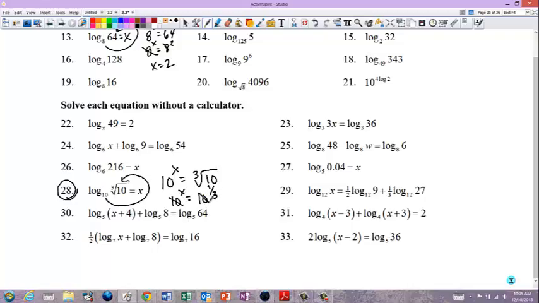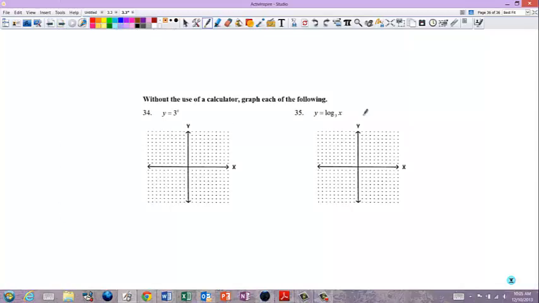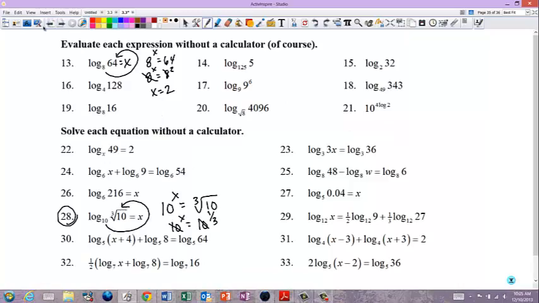So just do which ones you know how to do. Save the ones you don't till I get back. I think I'll be back at 12, and you'll have the rest of the time to do this. And then those are just graphing your parent graphs. So I'll be back at 12 o'clock and decide how much you want to give.